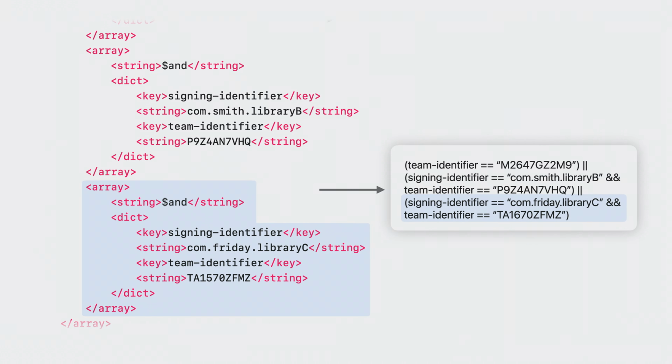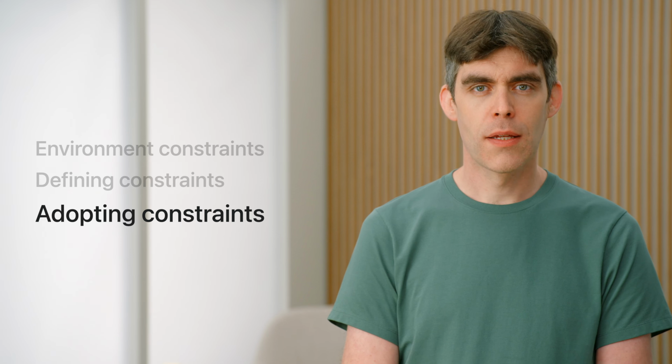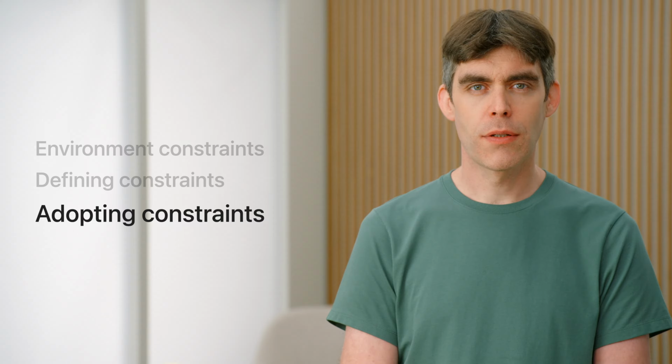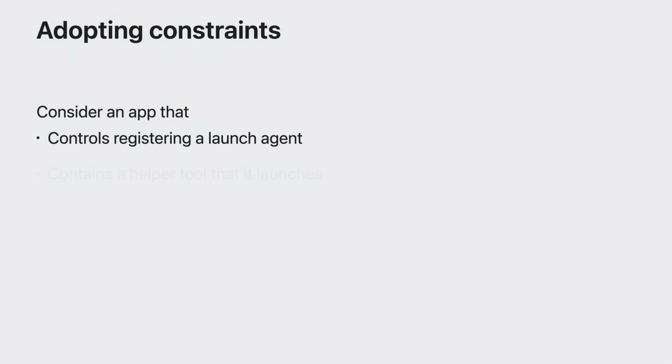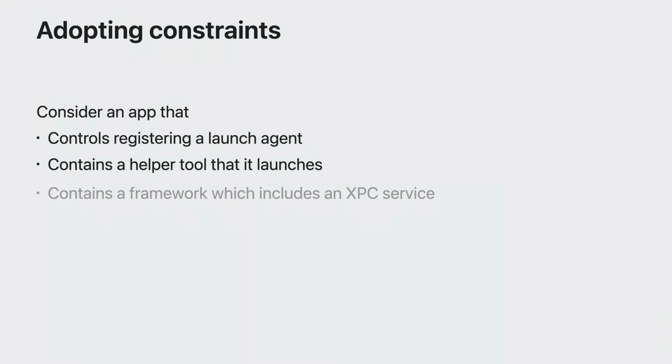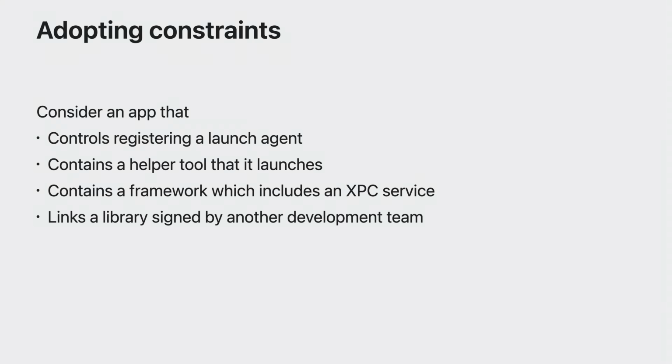For the first tuple, since it is a single element, we could also have used the OR operator. Now that we can define constraints, let's look at how you can adopt them in your project. For the purpose of this discussion, consider a main app that contains a launch agent, a helper tool, a framework that includes an XPC service, and a library signed by another development team.